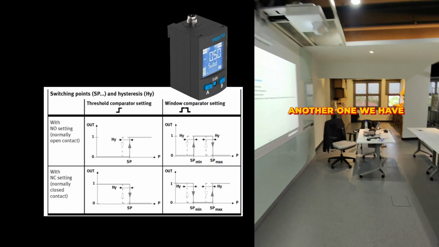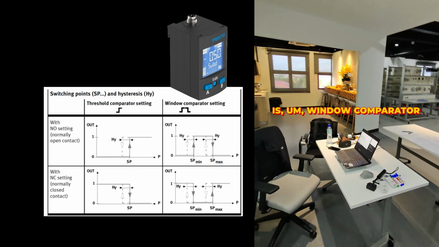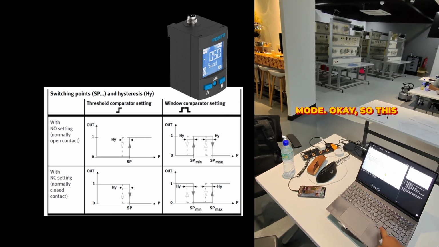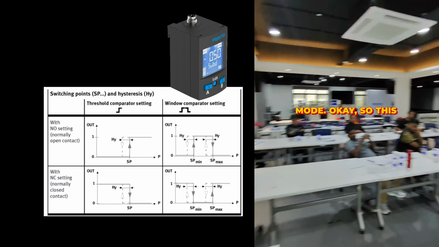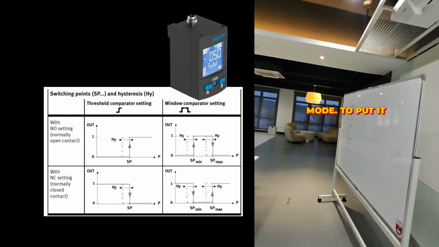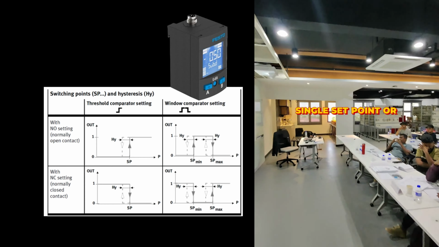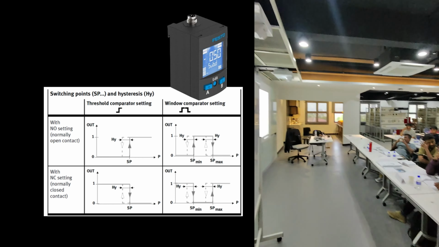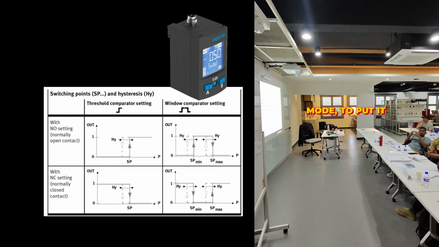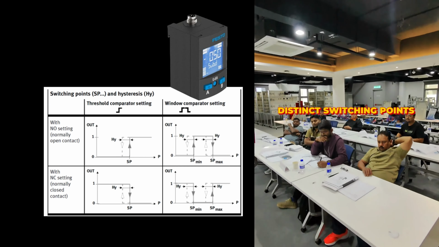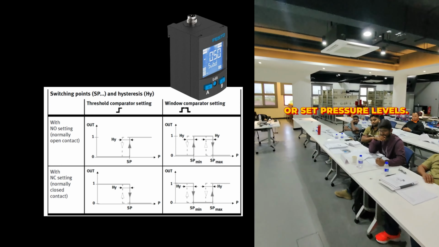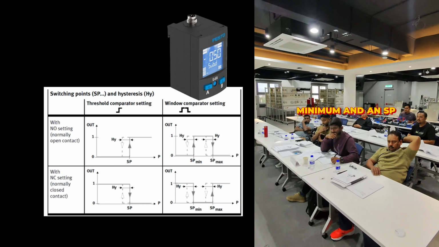Another one we have is window comparator mode. Okay, so this is window comparator mode. To put it simply, in threshold mode, we consider it a single set point or a single set pressure. In window comparator mode, to put it simply, it has two distinct switching points or set pressure levels. It has an SP minimum and an SP maximum.